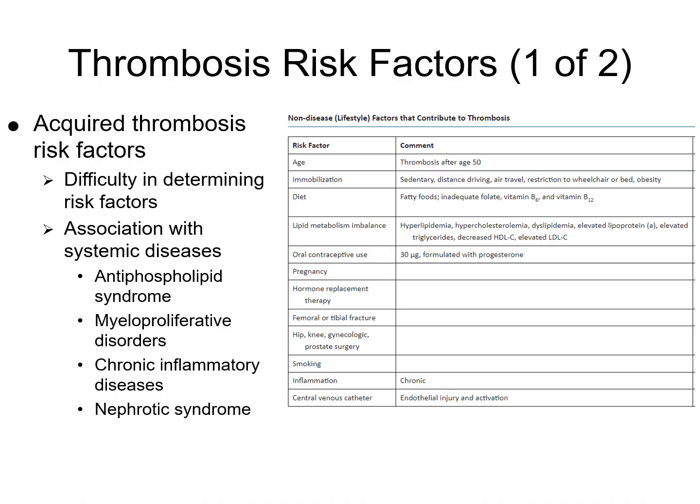We also have chronic inflammatory diseases, so conditions such as rheumatoid arthritis and inflammatory bowel disease create a persistent inflammatory state that alters coagulation pathways and endothelial function, which can increase thrombotic risk as well. And then we have nephrotic syndrome. This is characterized by heavy proteinuria, which leads to loss of anticoagulant proteins in urine, such as antithrombin 3, which once again can result in a prothrombotic state.